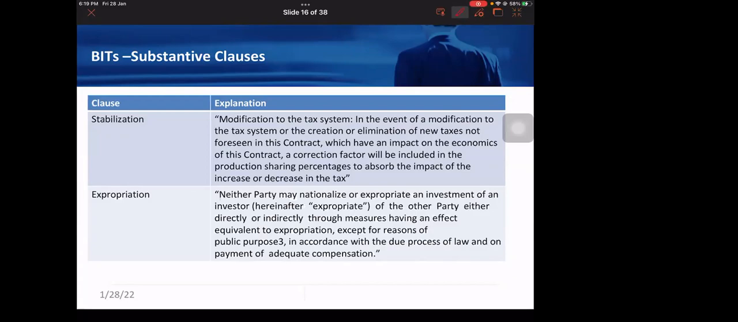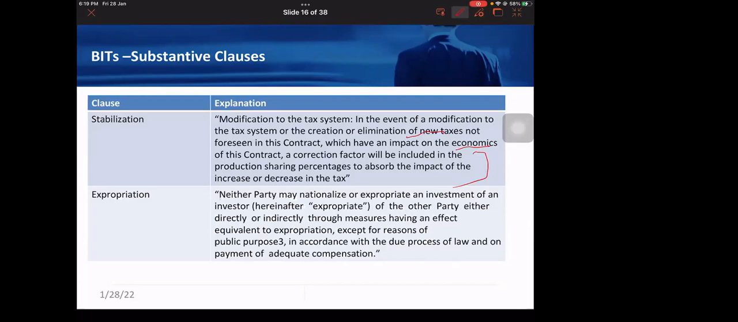In the event of modification to the tax system or creation or elimination of new taxes not foreseen in the contract, which have an impact on the economics of this contract, a correction factor will be included in the production sharing percentage. So basically, it helps you from a non-escalation and other aspects. This is going to be very interesting from a Pillar 2 standpoint, where I've given some benefits. And now if Pillar 2 comes in, what will happen if a stabilization clause is already there with that particular country? If I invoke Pillar 2, can they come back and sue me saying, you have violated the stabilization clause because you have agreed to this particular? So it'll be very interesting to see. That's why I wanted to stress upon the stabilization clause.